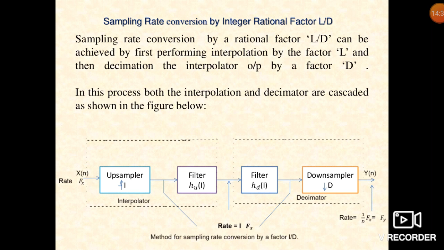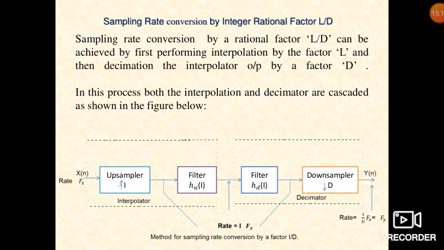L by D can be achieved by first performing interpolation by the factor L, and then the decimation of the interpolator output by a factor capital D. In this process, both the interpolation and decimation are cascaded as shown in the figure. As you can observe here, upsampling is followed by the filter, and then the filter is followed immediately by a downsampling part. So the first two things, upsampling and filter, we call interpolation, and filter and downsampling we call decimation.